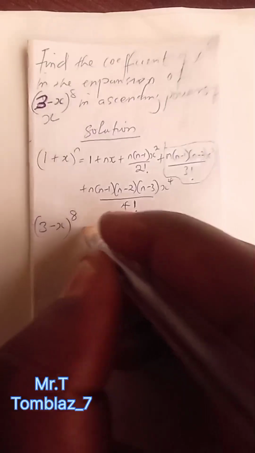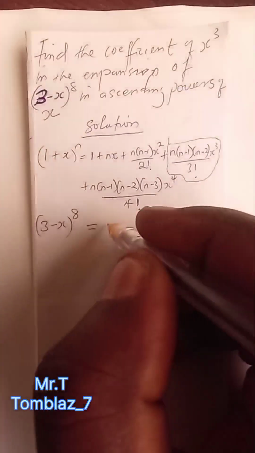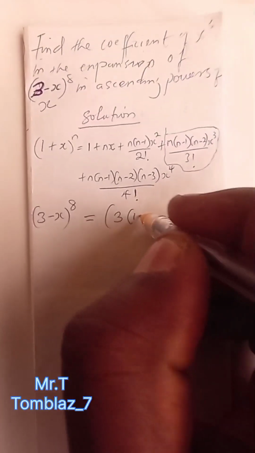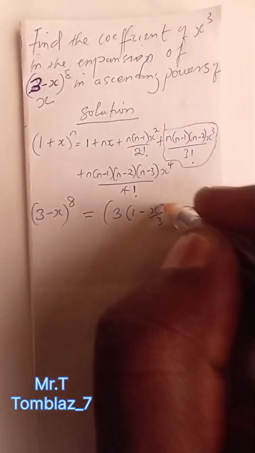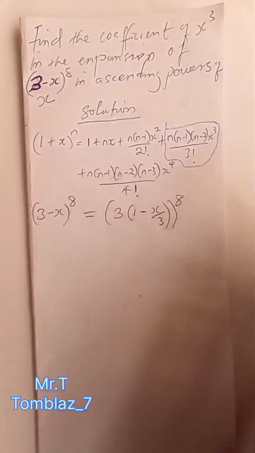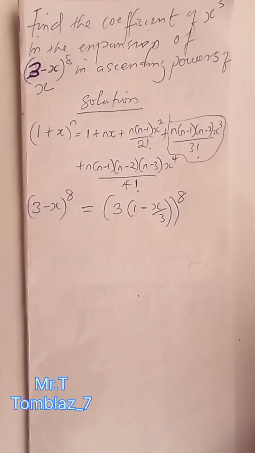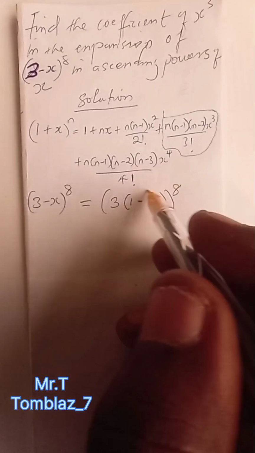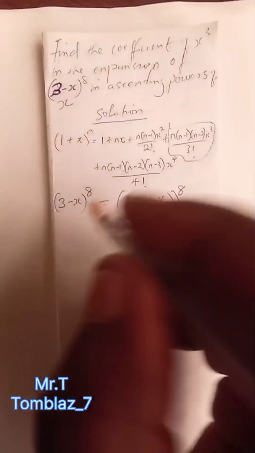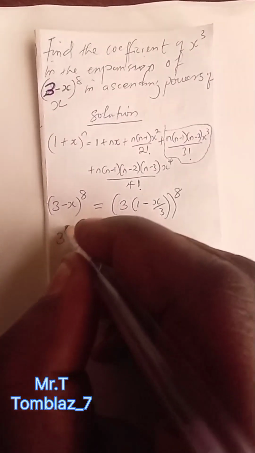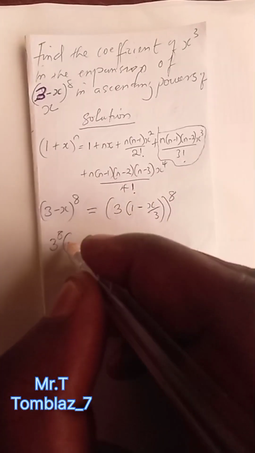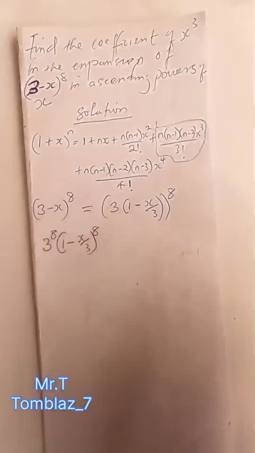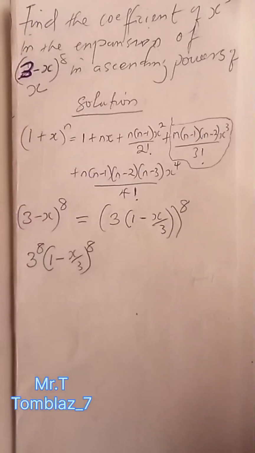Now, you will understand with me that if I factor out 3 here, I can have 3 into 1 minus x over 3 all raised to the power of 8. Is that true? Yes. So if numbers are raised to the power of 8 like this, that means 3 is raised to the power of 8 and this value is also raised to the power of 8. So I'll be having 3 raised to the power of 8 into 1 minus x over 3 also raised to the power of 8. I hope this is clear.